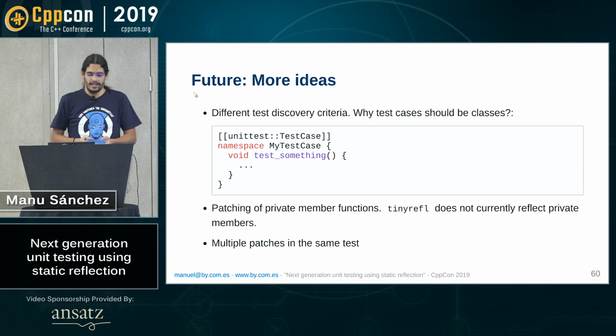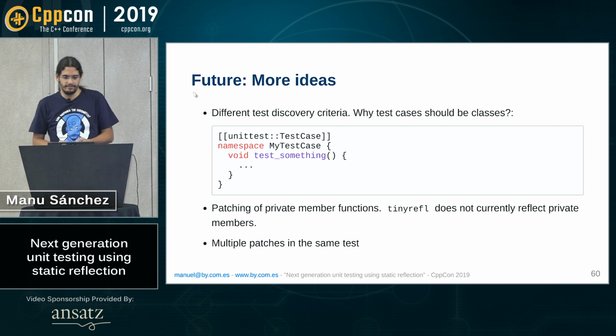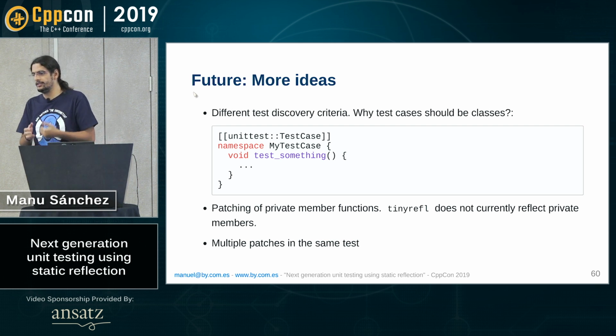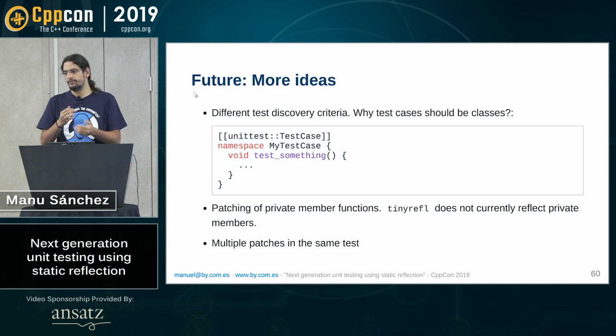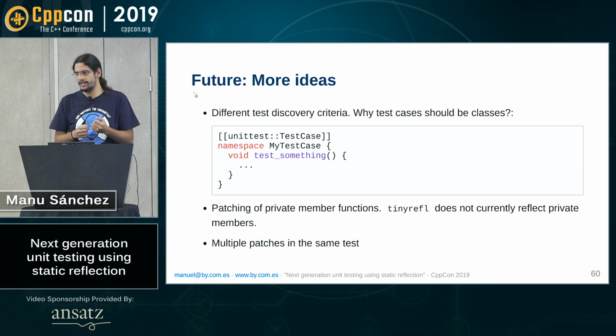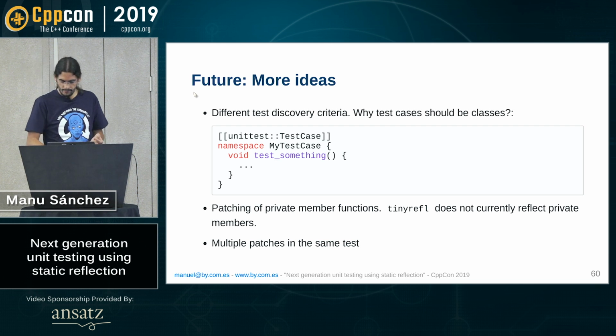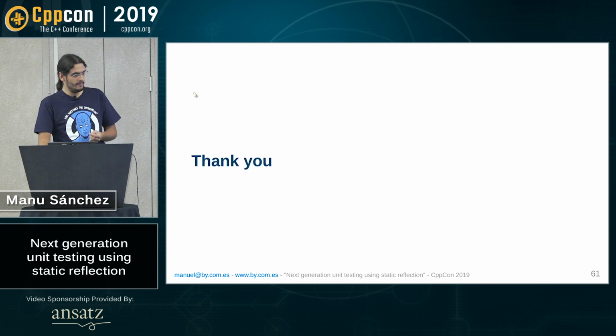So also more ideas, like multiple patches in the same test function, like Python unit test supports. And for example, implementing attributes as classes, like in C# or Java, where attributes or decorators are actual instances of classes. So manipulating attributes and reading arguments of attributes is much more simple and natural than parsing a string. Okay? And that's all.